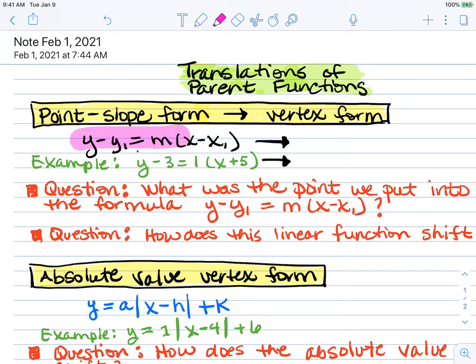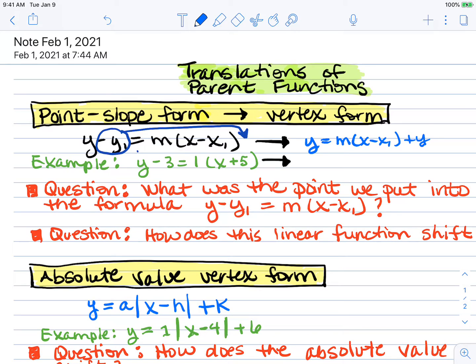To put this in vertex form, I'm going to add this thing right here to both sides, and when I do that I can just circle it, move it, and change the sign. That's the same thing: if I add y1 to both sides, it's the same as moving it to the other side and changing the sign. When I rewrite this, I would get y equals m times x minus x1, and then I put this here as a y.